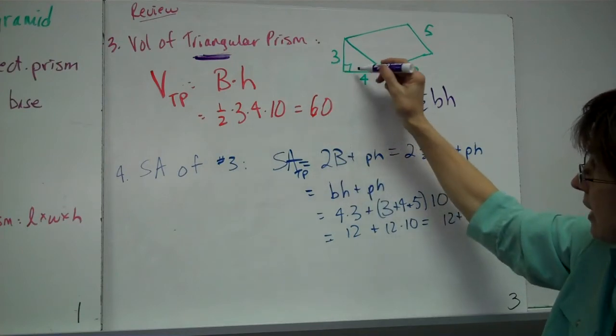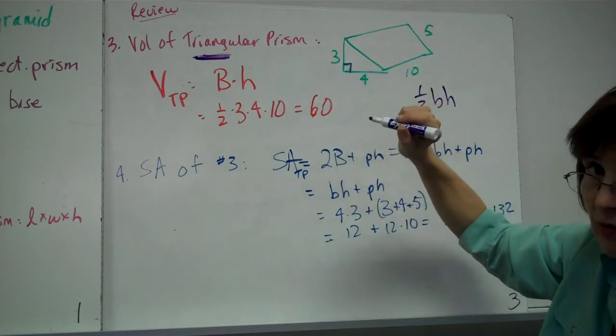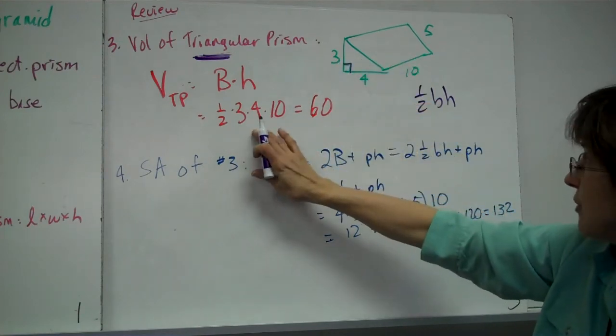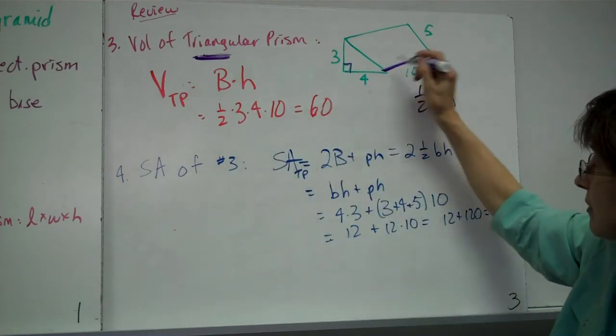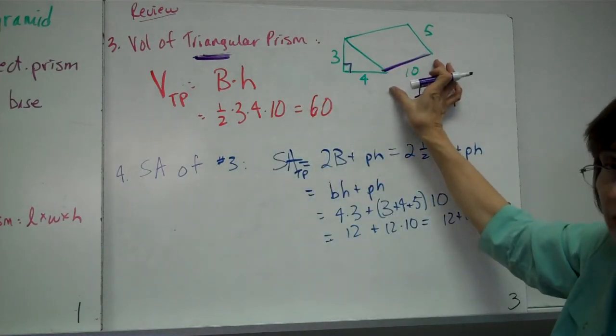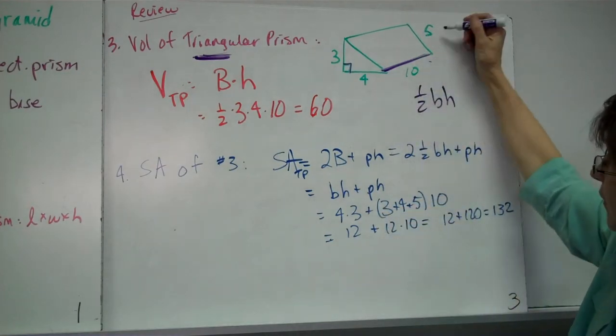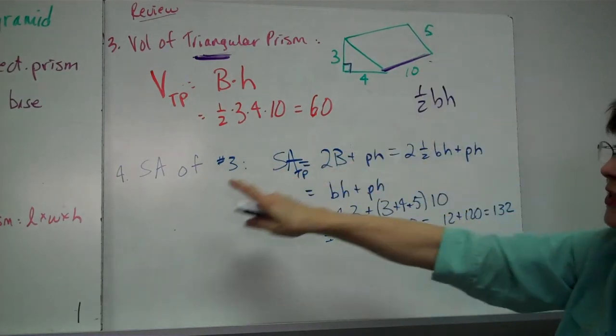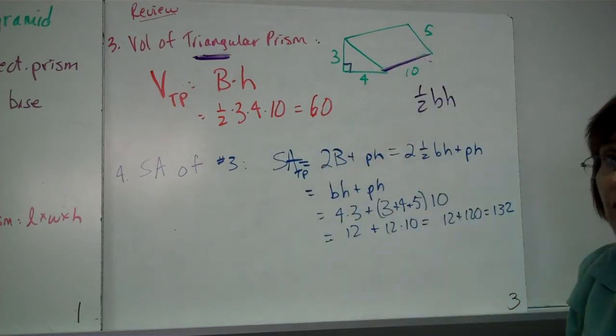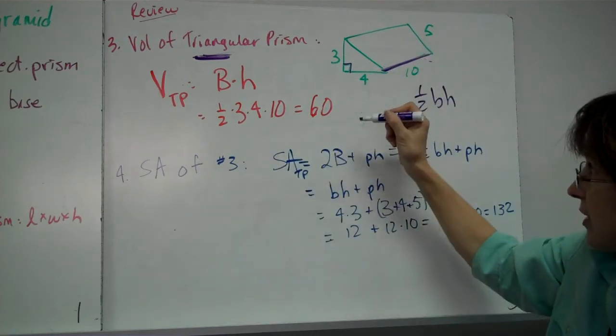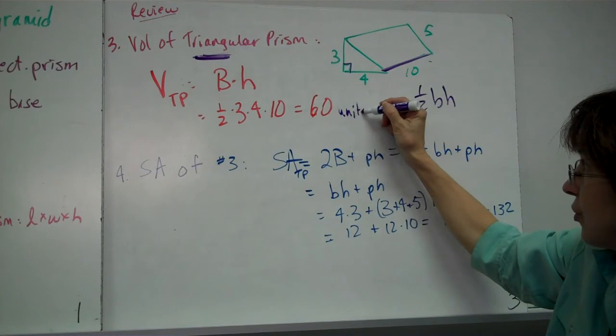The way I tell who's the base and the height is that little box. That means a right angle. 3 times 4, and then times the height of the whole prism. In other words, it's how high it would be if it was standing up the right way, which would be 10. The 5 I don't need here. I'll need it for the surface area, but I don't need it for the volume. So the volume here is 60, and I would just say units cubed.